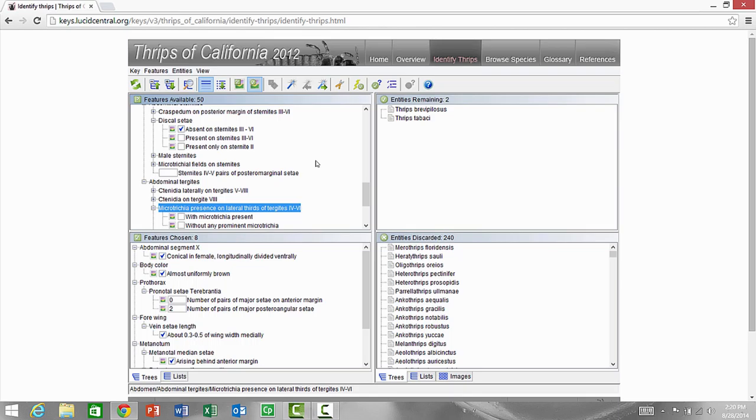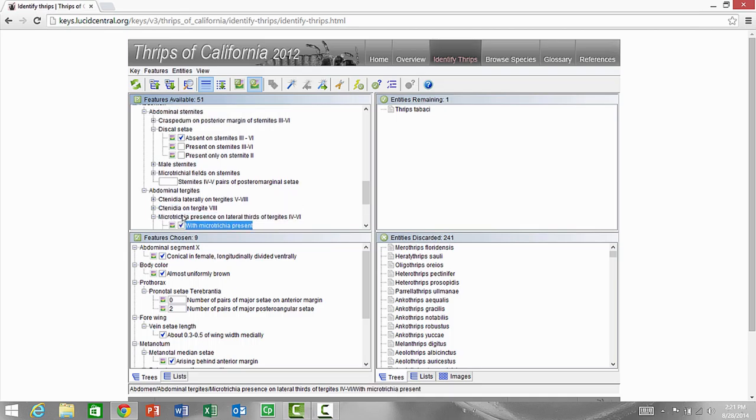So now I go to the next best character, and it says microtrichia presence on lateral thirds of tergites 4 through 6. Very fortunately, we're already in that area. We will need to increase the magnification to see that. And when I do that, you can see this is a tergite. And here we are on the lateral thirds of the tergite, and you can see these rows of microtrichia very clearly. Thrips tabaci remaining.